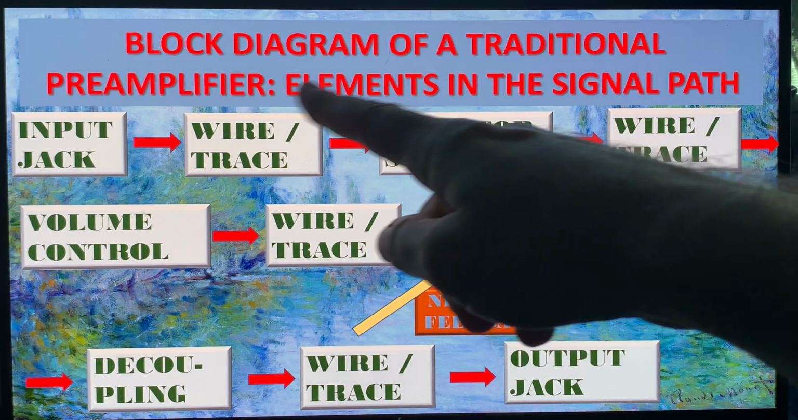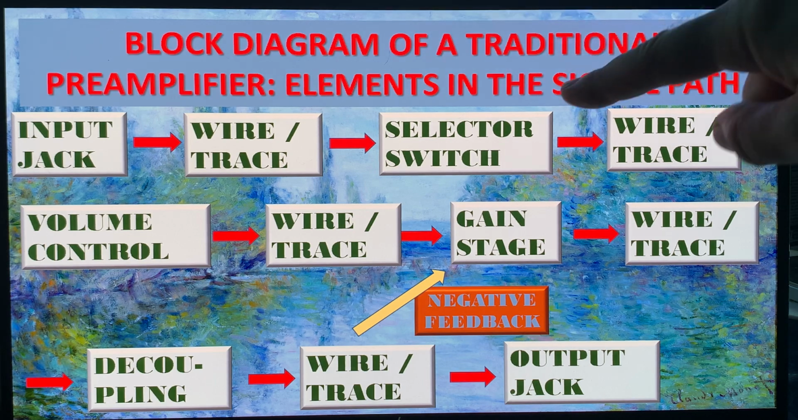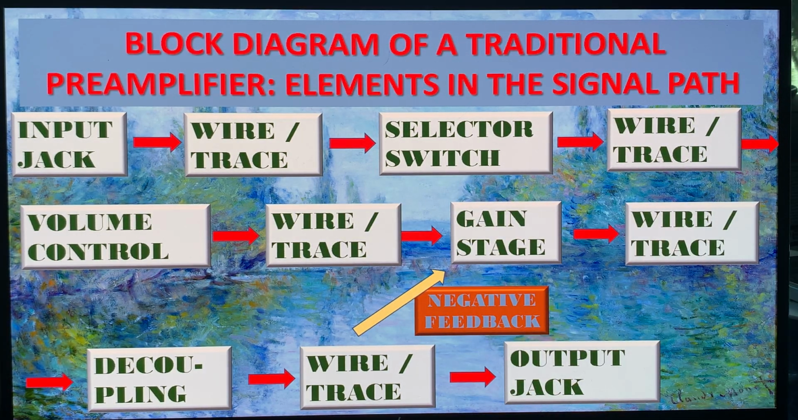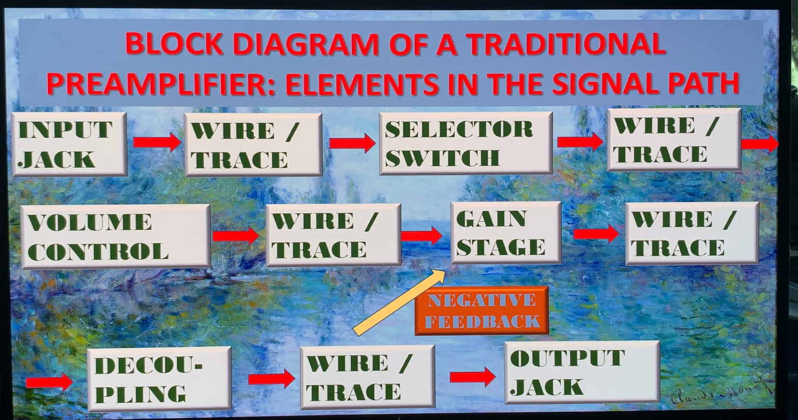So far what we had, everything is passive. And now this is the active part of the preamp. So basically, if a preamplifier has a gain stage, then it's an active preamplifier. If there's no gain stage, only input jack, selector switches, and then the volume control, then it's a passive preamplifier. So this is the heart, this is the key that differentiates active and passive preamps.